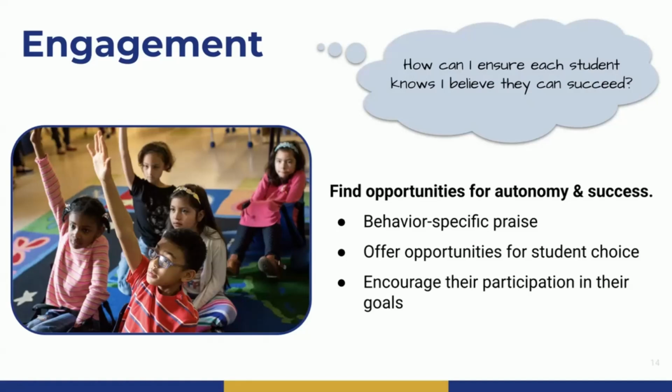One strategy is to find opportunities for autonomy and to celebrate success. For example, you can use behavior-specific praise, such as, "Jimmy, great job using your walking feet to line up." You can offer opportunities for student choice. You can encourage their participation in their own goals by being transparent and collaborative with the learner, checking in to see what hopes or goals they might have for the next quarter.